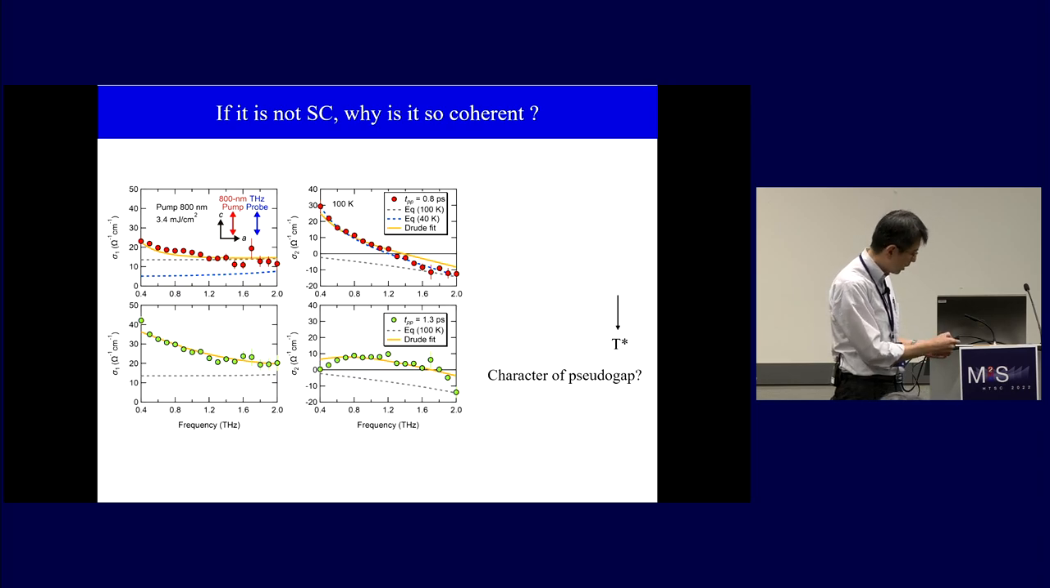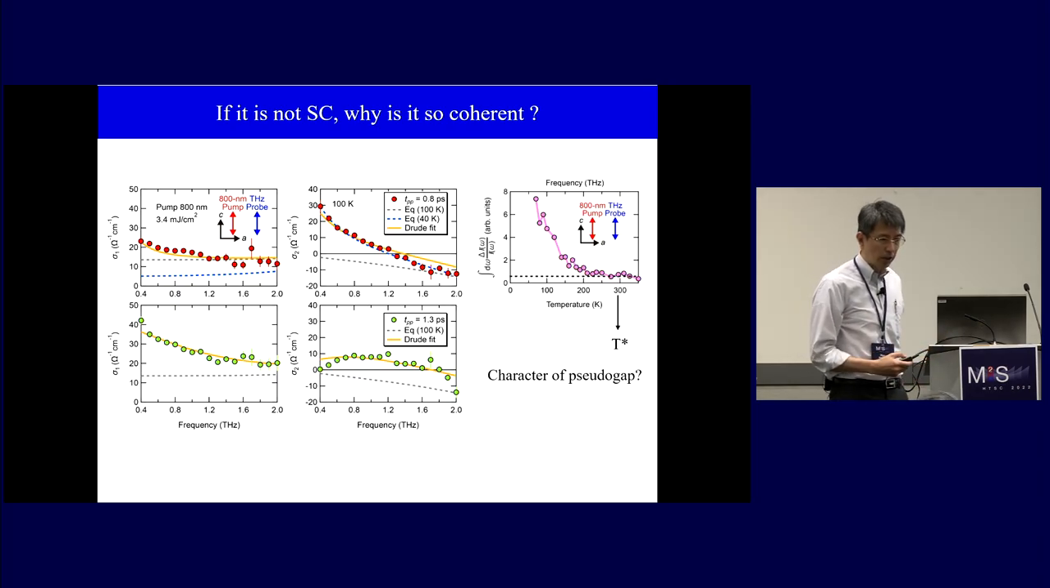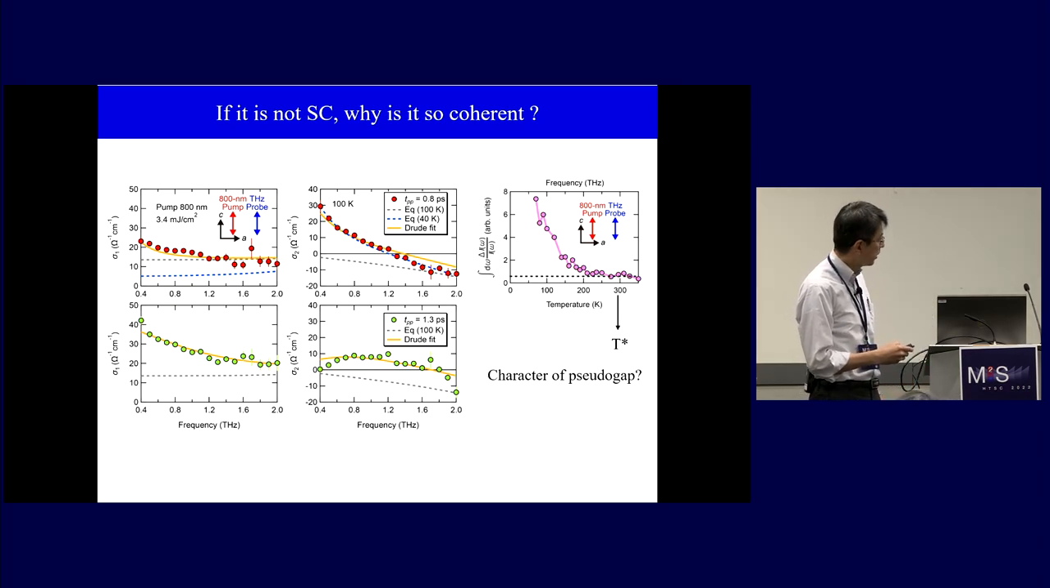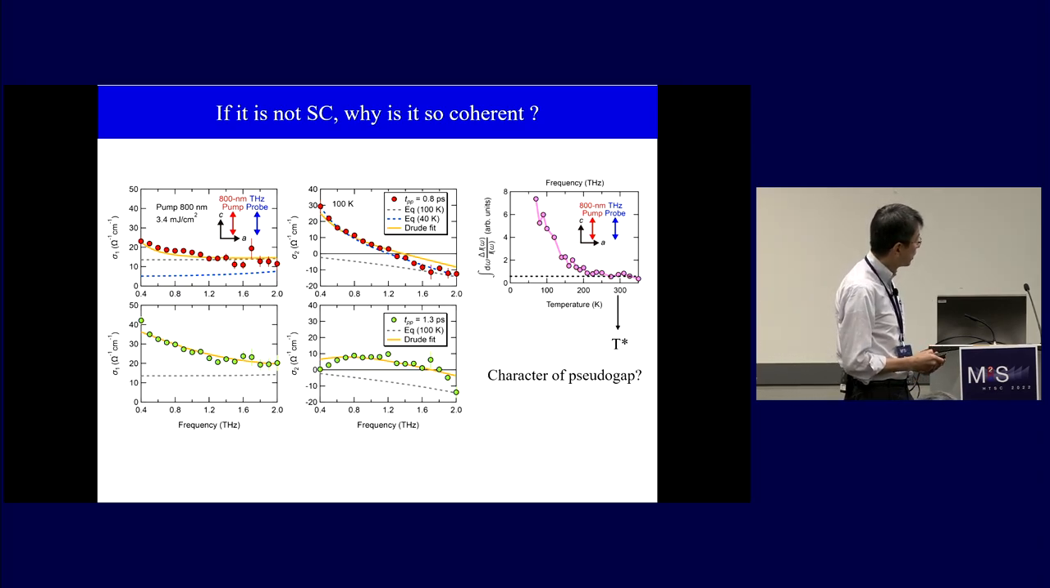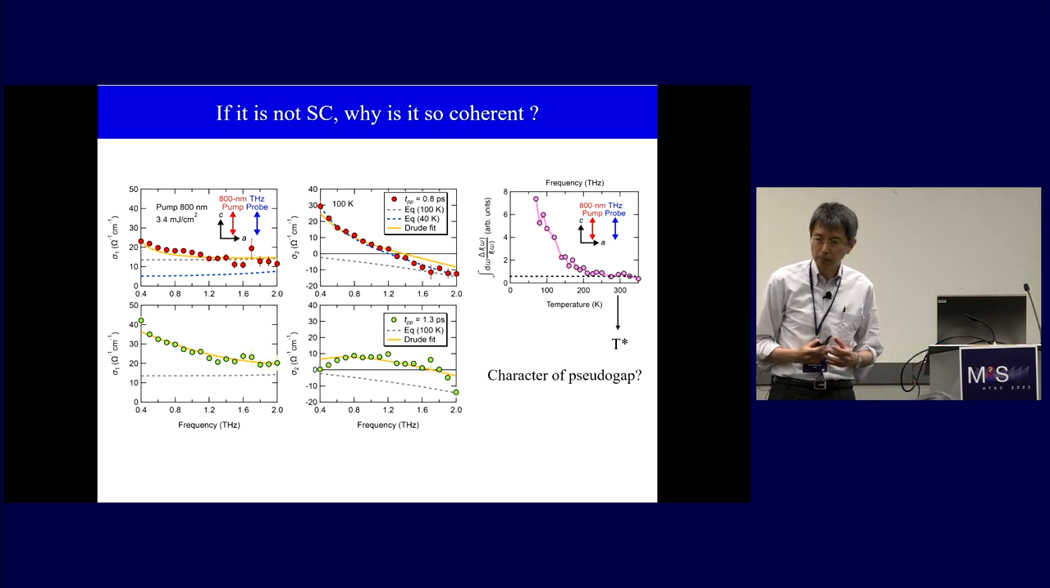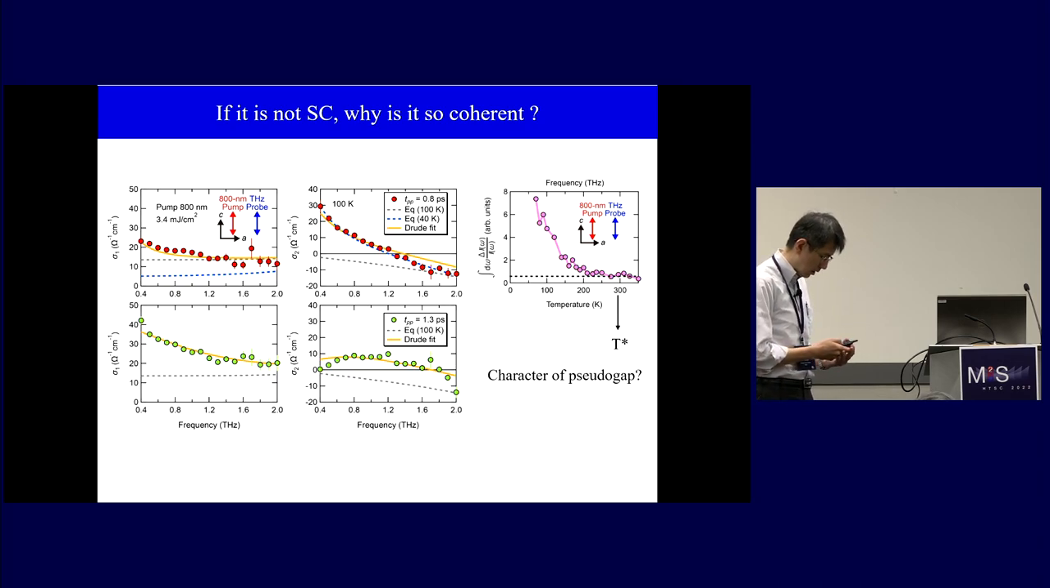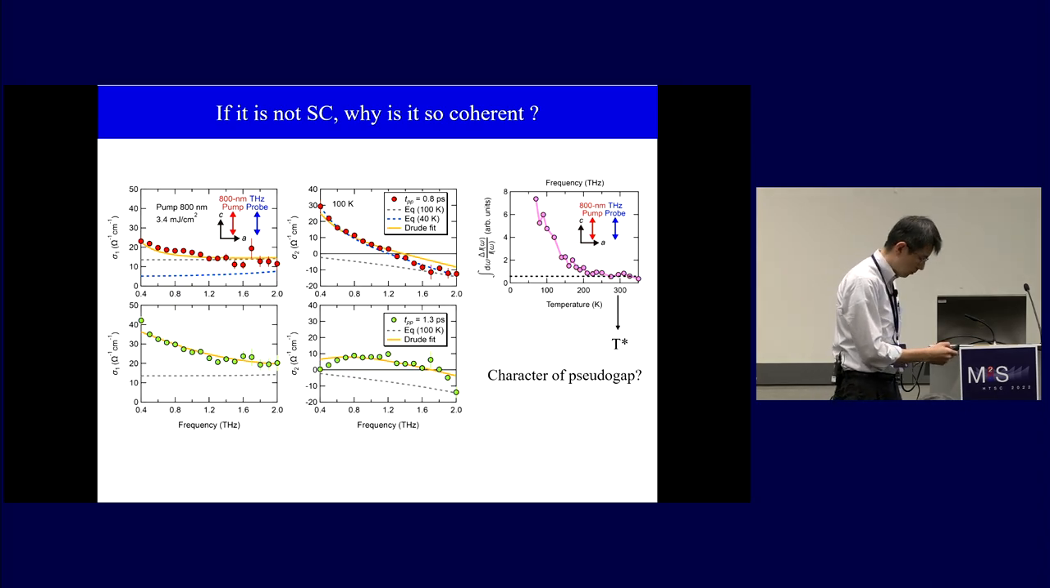This must be the charge carrier response, but this charge carrier has a very coherent property along the c-axis. So this is highly non-trivial. But this signal sustains up to this high temperature, T star. So this might be related to the pseudogap phenomena, but this is an open question at the moment. So I will leave this as an open problem.